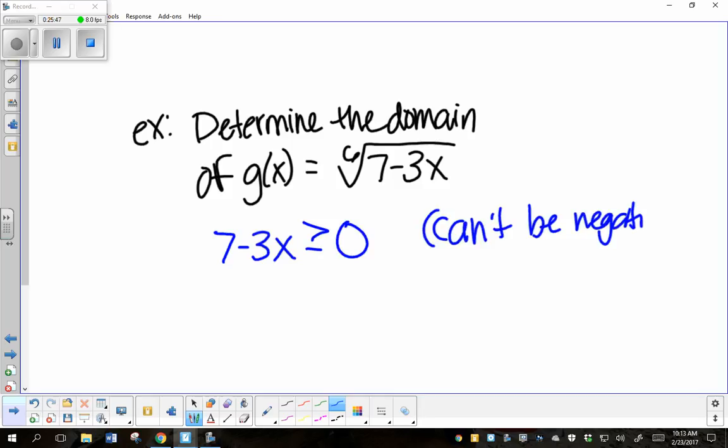I'm just going to make a little note to myself here. The reason I did that is because 7 minus 3x can't be negative. So it has to be bigger than 0 or it could be 0. So then we're just going to solve this inequality just like we would have done at the beginning of the year.